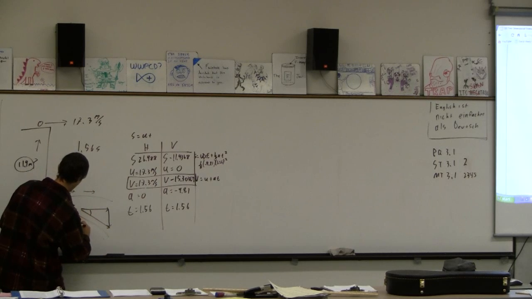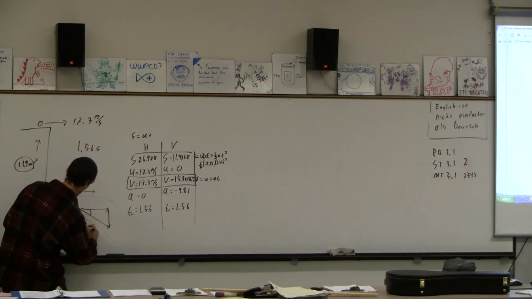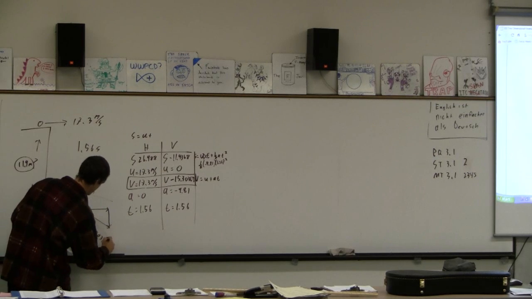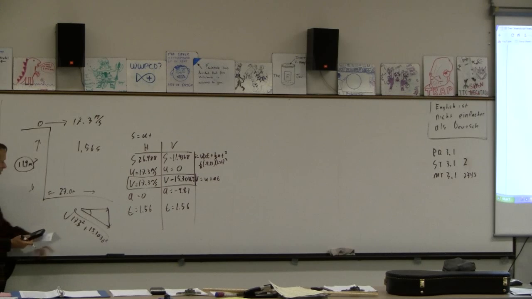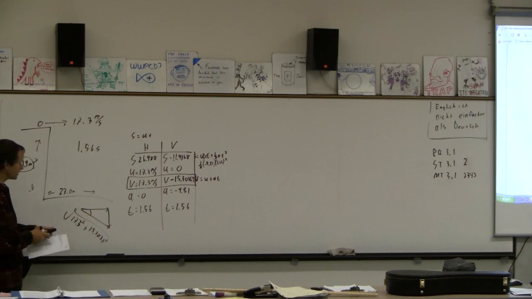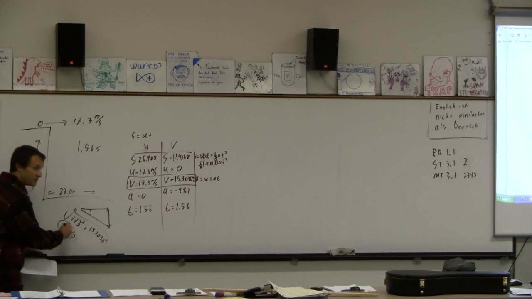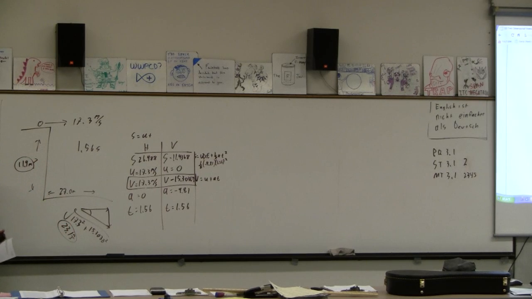So square root of 17.3 squared plus 15.3036 squared. And here's where you really don't want to round these guys too much. So 17.3 squared plus that, and that's 23.1 meters per second. That's the speed of impact. It's always the speed. It's always the hypotenuse of the velocity vector.